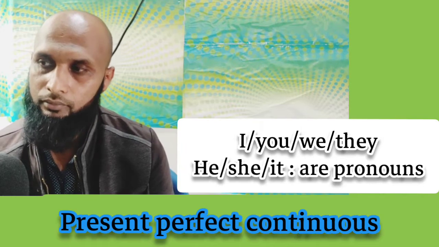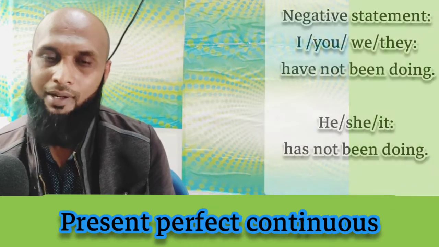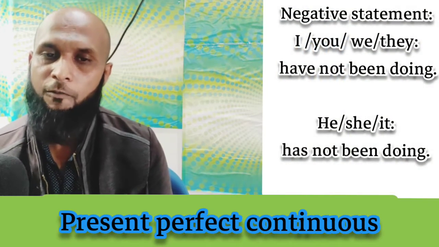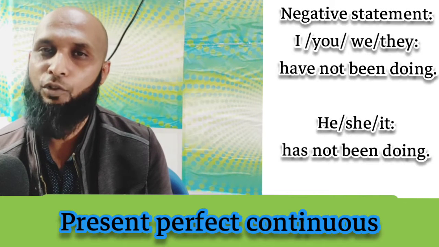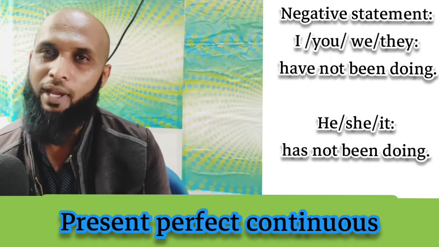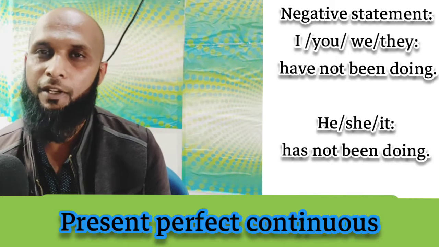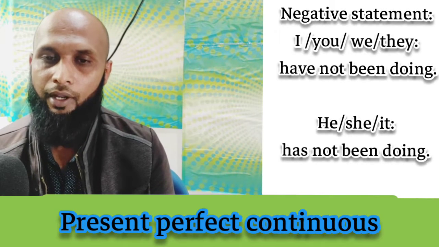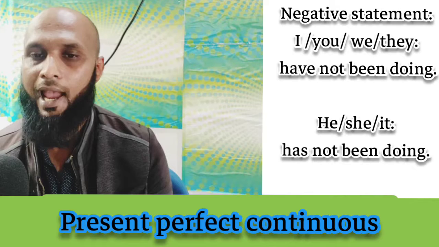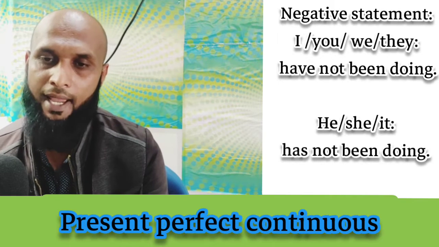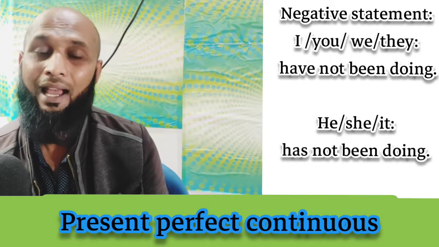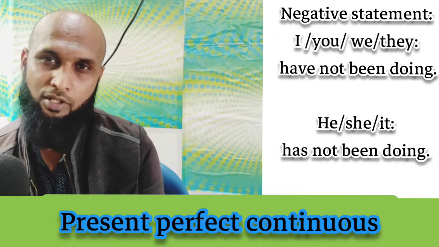These are the pronouns: I, you, we, they, he, she, it. Now, what is the negative of that? The negative of that is I have not been doing. You just have to add not there and it becomes a negative statement. And the same way with has not been doing. With has, you just have to add not to it. He has not been doing, she has not been doing.